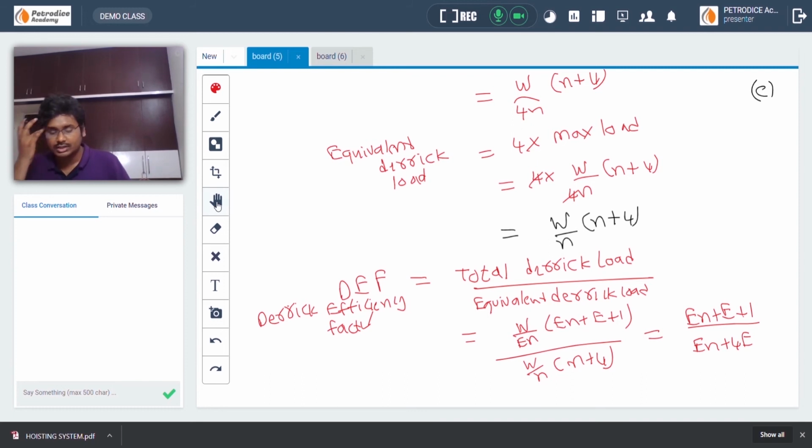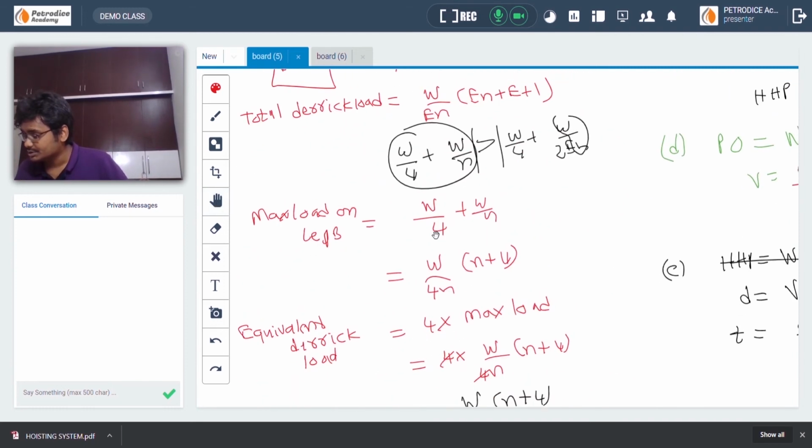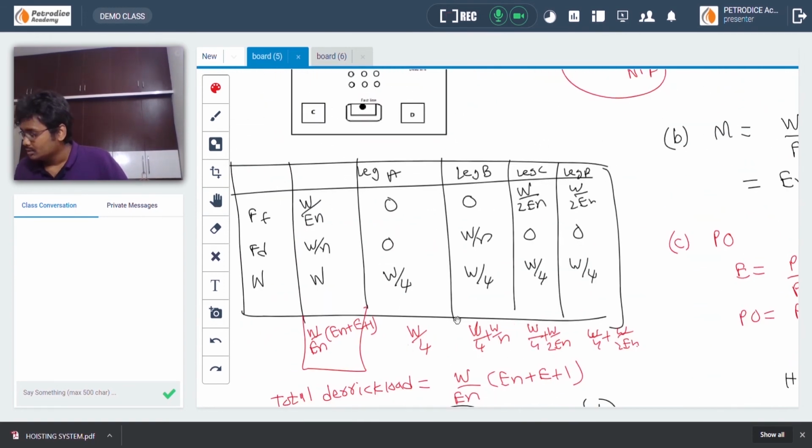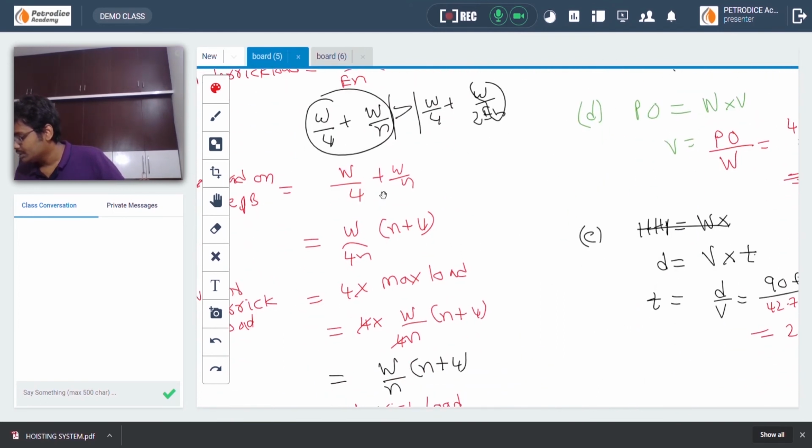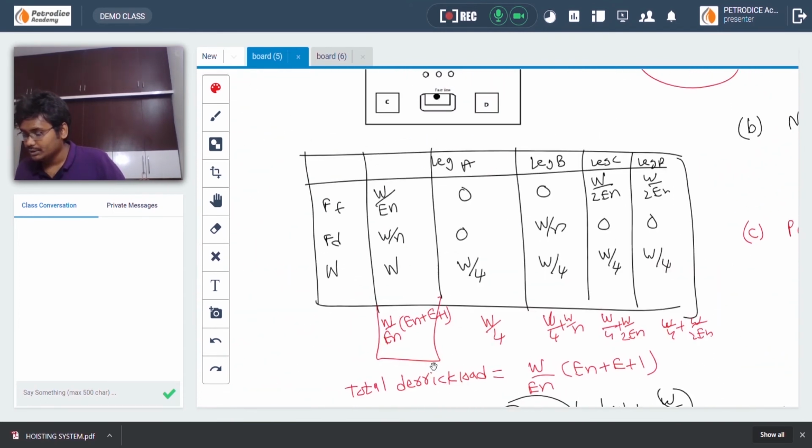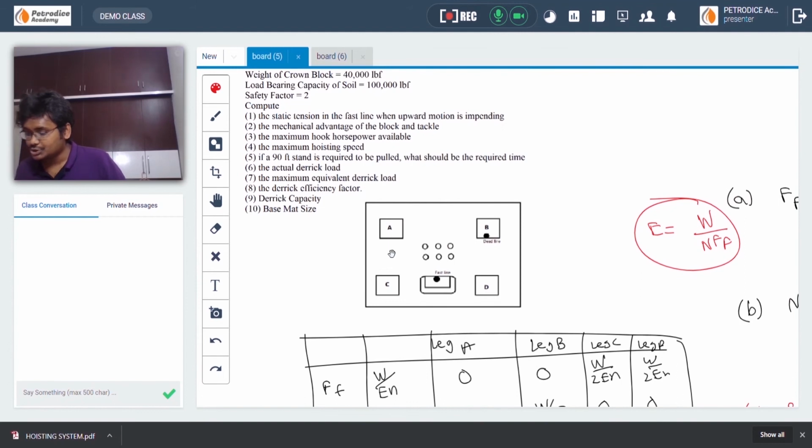We have solved all the formulas. Let's go to the question. We have solved up to e, up to e means up to 5. The sixth question is calculate the actual derrick load.